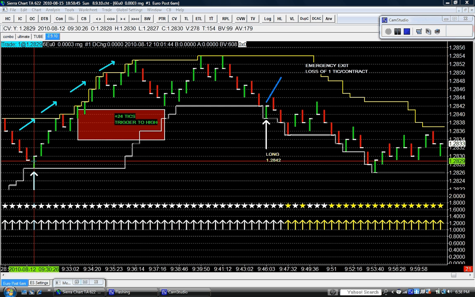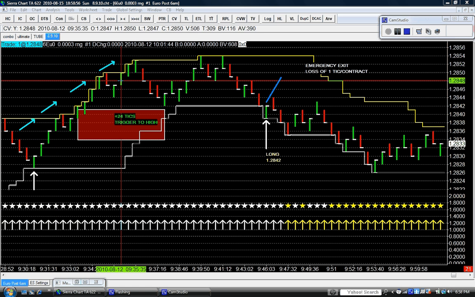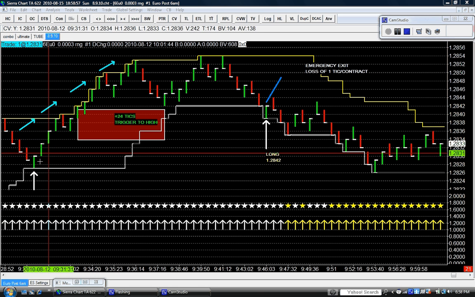As you can see, it really never looked back, just continued to go higher, and that was 24 ticks from the trigger point right here to its eventual high.